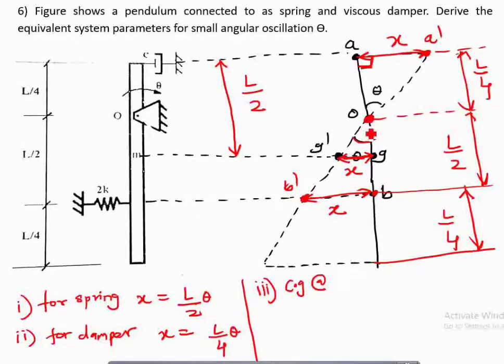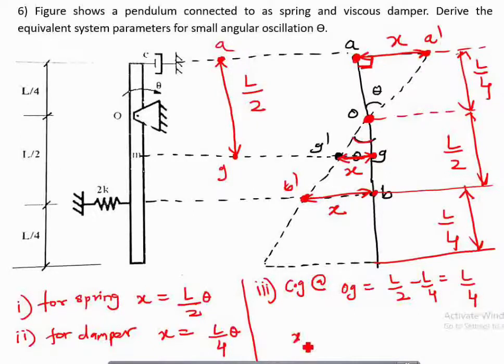For CG, which triangle will you consider? O, G and G dash. So the distance O to G: point A to point G distance is L by 2, and point A to point O distance is L by 4. I want this distance OG, so OG is equal to L by 2, the distance from A to G, minus the distance from O to A, that is L by 4. So L by 2 minus L by 4 is nothing but L by 4.